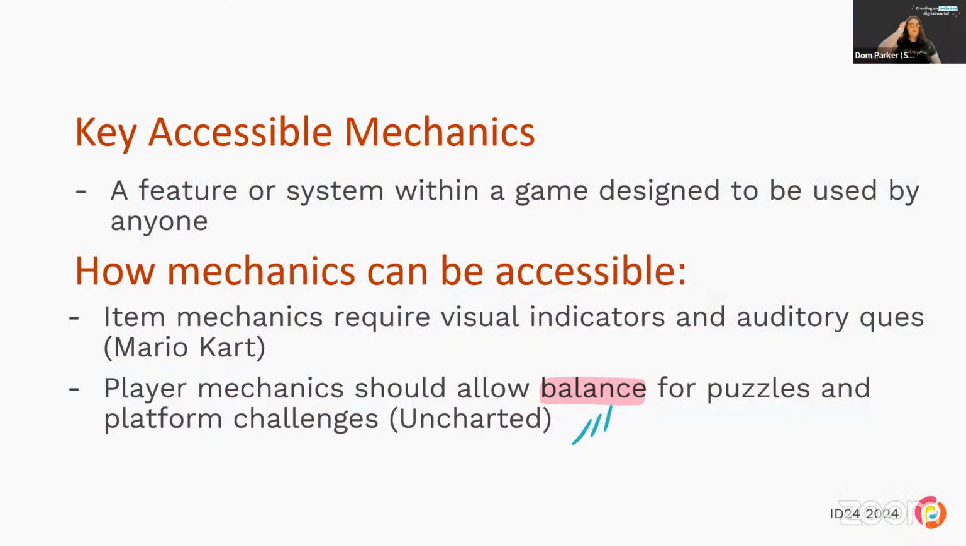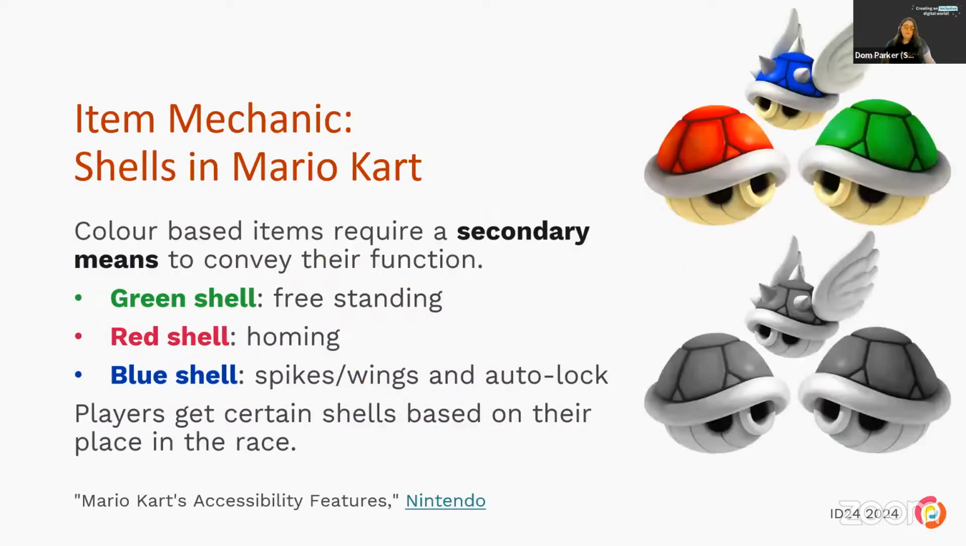So again, the key definition: an accessible mechanic is a mechanic that's designed to promote inclusivity and ensures all players have a fair and enjoyable experience. We're going to be looking at two examples today from games you may or may not have played. We're going to look at how an item mechanic can work, and we're going to use Mario Kart for that example. Then we're going to look at player mechanics, and we're going to be looking at Uncharted for that one. So let's start off with Mario Kart.